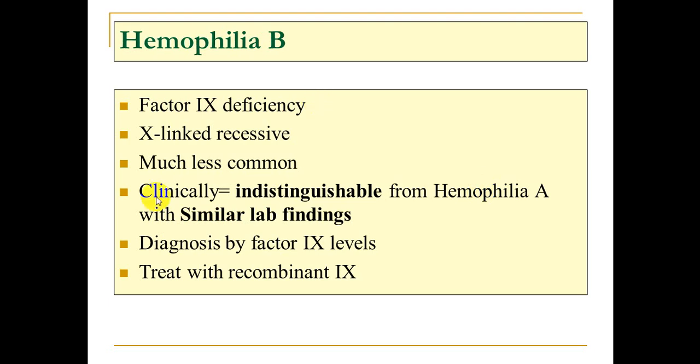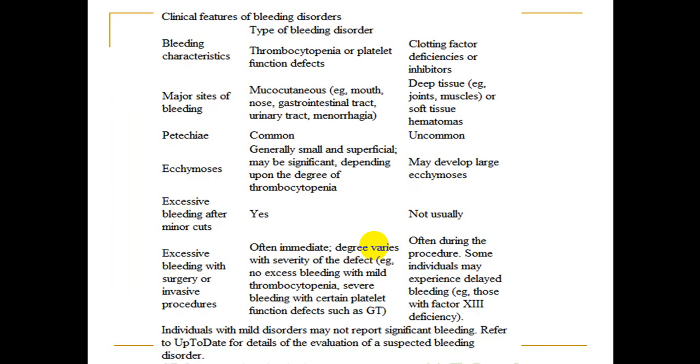Hemophilia B, like A, is factor IX deficiency, X-linked, less common, difficult to differentiate from A. Factor 9 level assessment, factor IX concentrate.